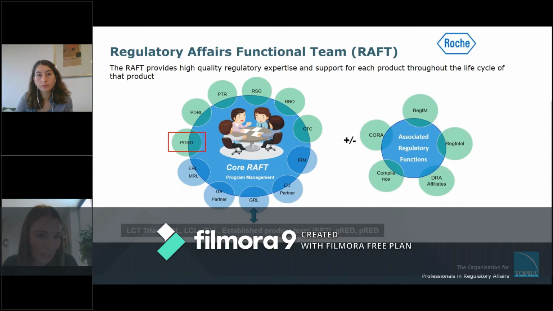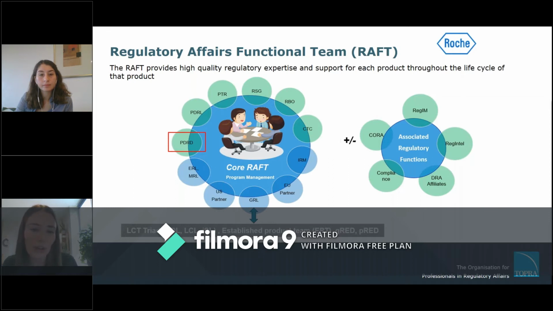As you can see on the diagram, these are the key functions that are represented in PDR. Some of our main ones are, for example, the EU partner and the US partner. These sit within our programme management function. PDRD, which is highlighted, is where I sit, and another example is PDR labelling as well.